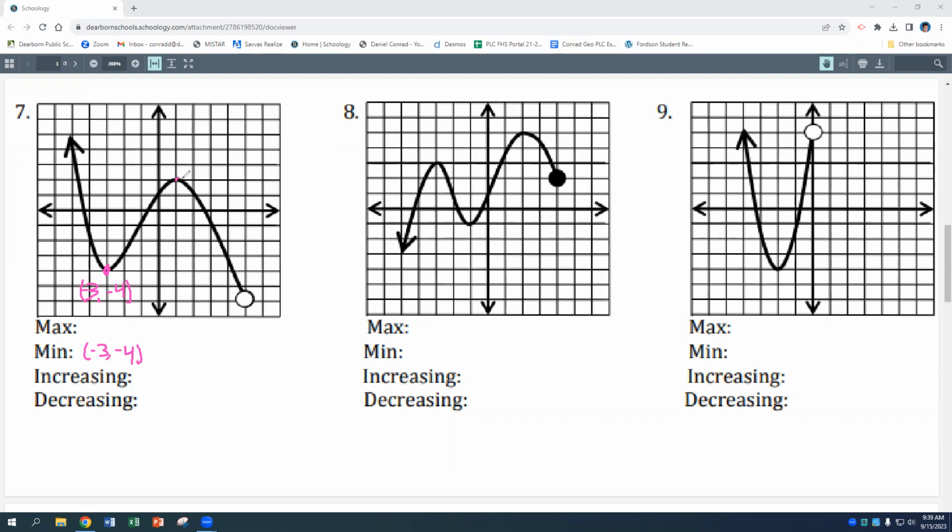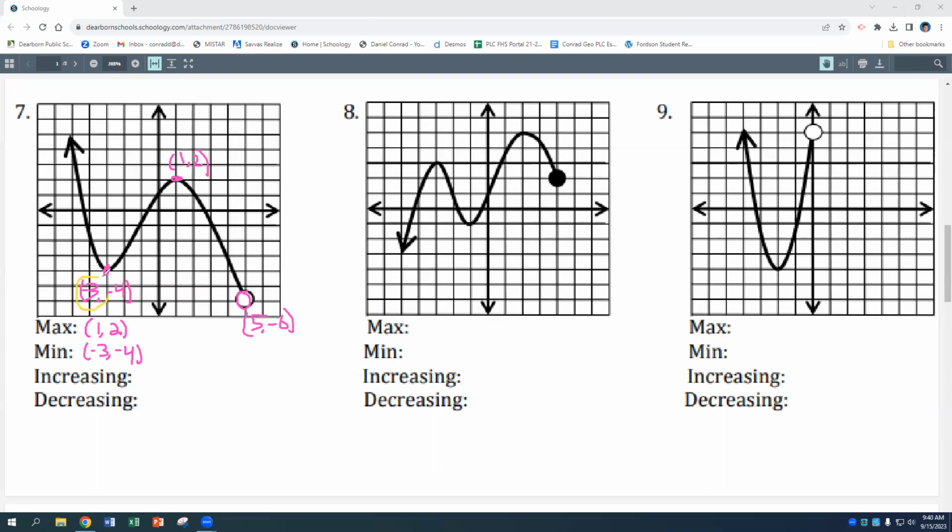And then over here, we're going to have a local maximum because we're going from increasing to decreasing, right? The function's going up, and now the function's going down. So that's a relative maximum. That's at 1, 2. Okay. And then the only other point I'm going to highlight here is the endpoint, which is down here. And that coordinate is going to be 5, -6. Okay.